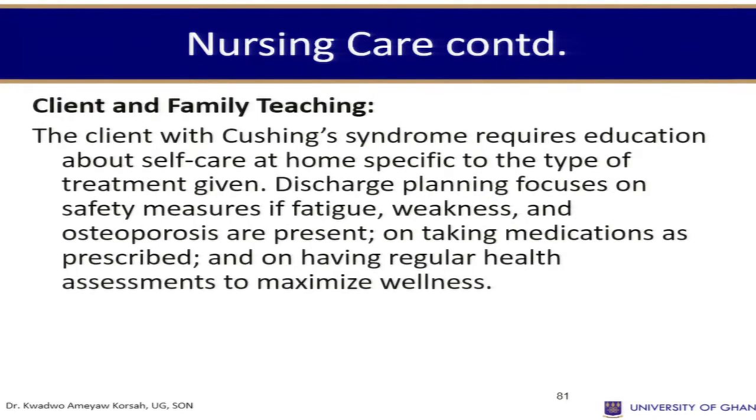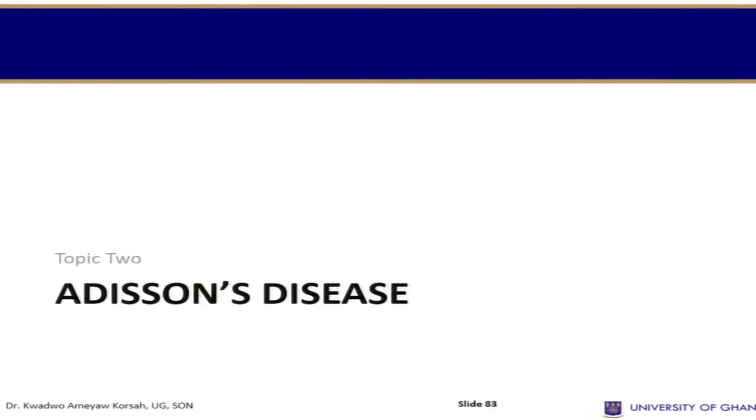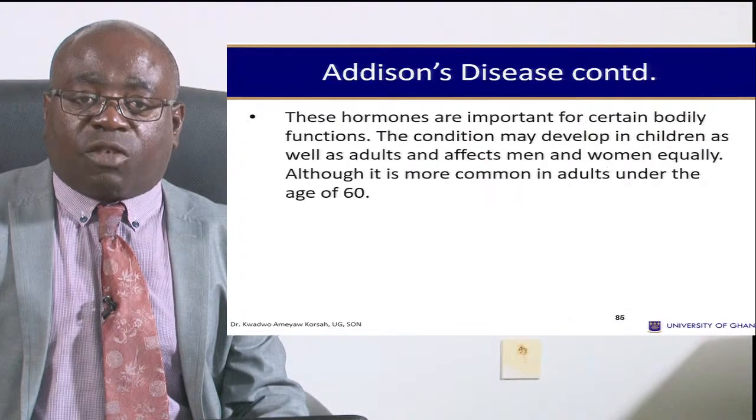We need to look at client and family education, which requires education about self-care at home specific to the type of treatment given, and then discharge planning also focuses on preparations towards discharge, and that is big when the patient is admitted. Addison's disease is the opposite of Cushing's, and so I've provided the notes.